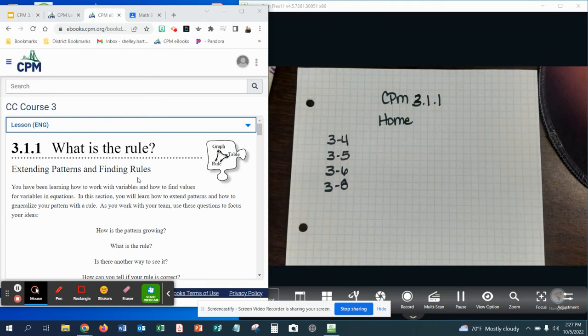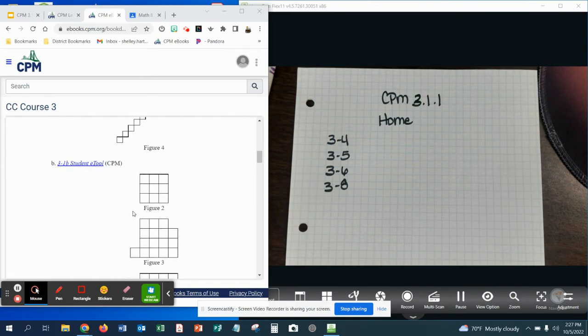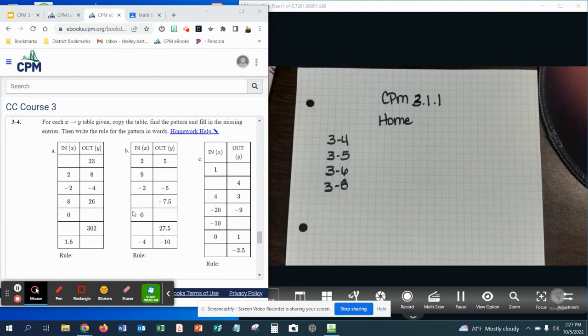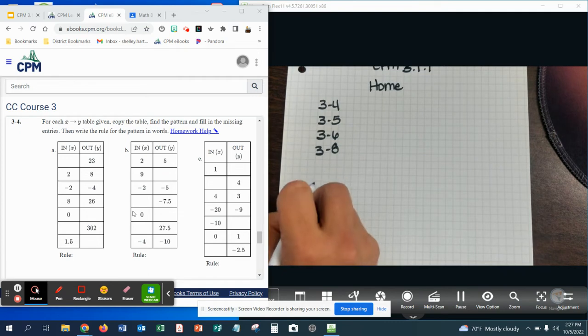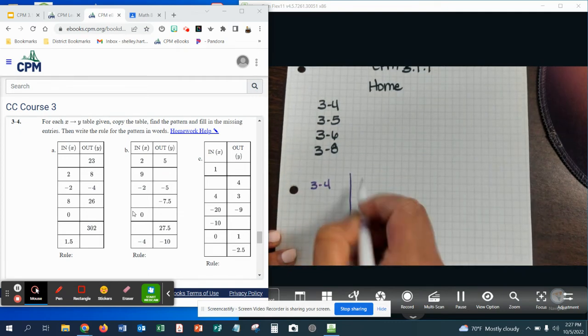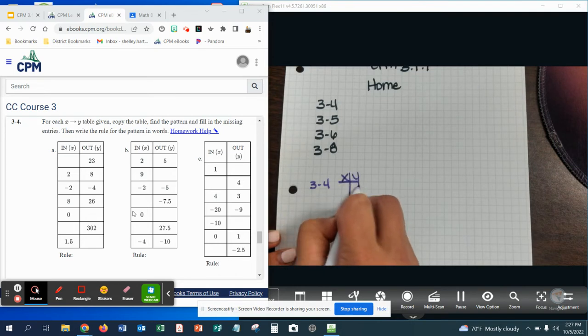This is homework help with 3.1.1. We are starting with 3-4. Okay, so how to find a rule for 3-4. 3-4 is basically X and Y tables and finding out the rule.